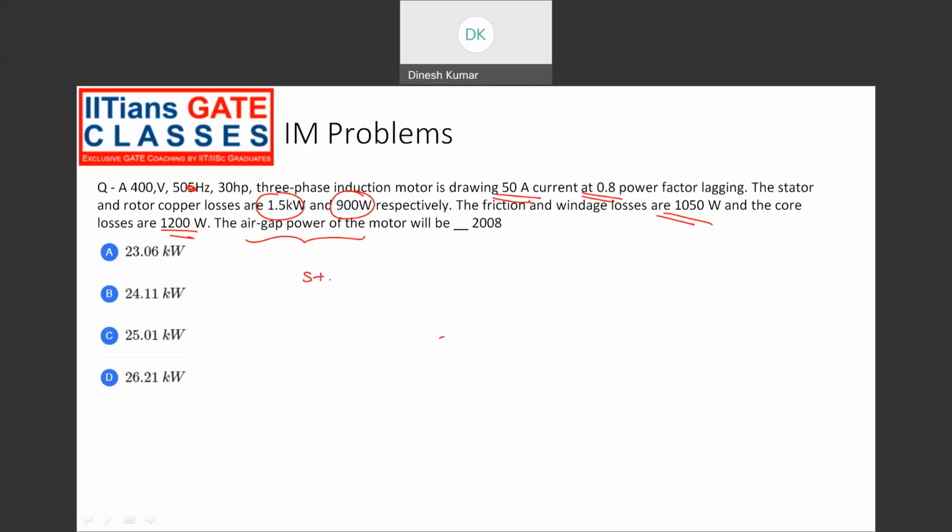So first let's find the stator input. The stator input equals root 3 V I cos phi, the voltage applied to the stator terminals and the current drawn by the motor. So that is root 3, the supply voltage is 400 and the current drawn is 50 amps into 0.8. So this gives 27.7 kilowatt.